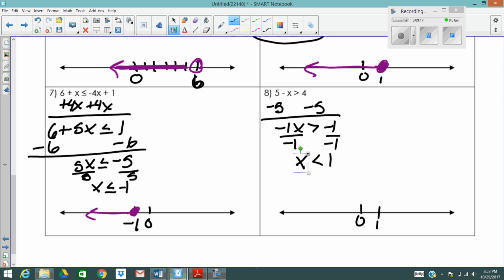So I go ahead and graph positive 1. Open circle because it's just less than, not less than or equal to. And my arrow goes to the left because it's everything that's less than 1.